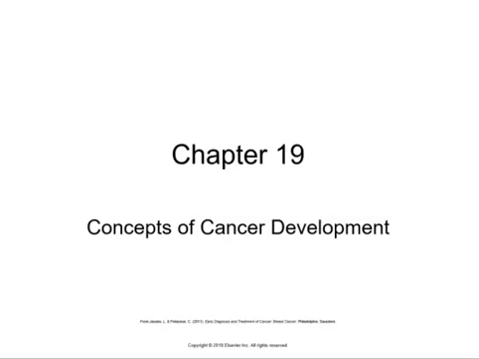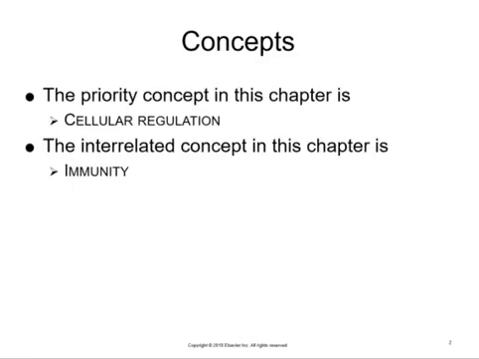Chapter 19, Concepts of Cancer Development. The priority concept of this chapter is cellular regulation. The interrelated concept in the chapter is going to be immunity.